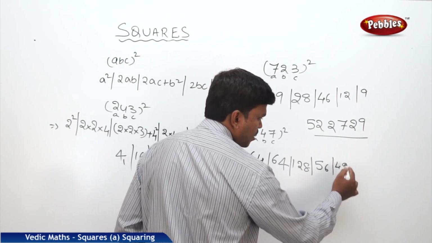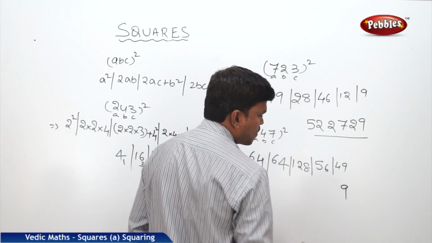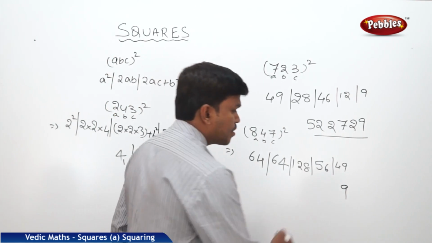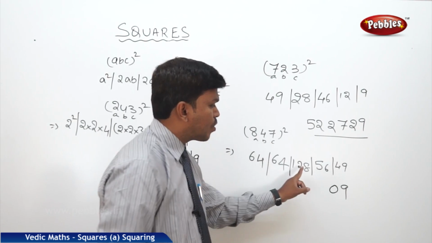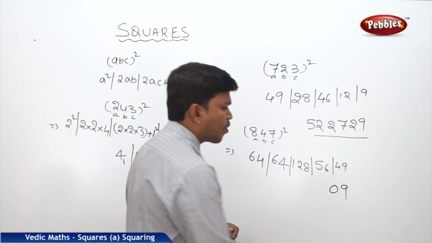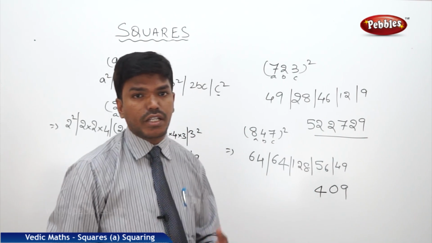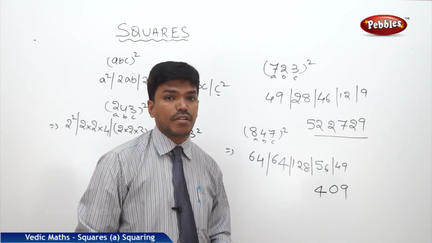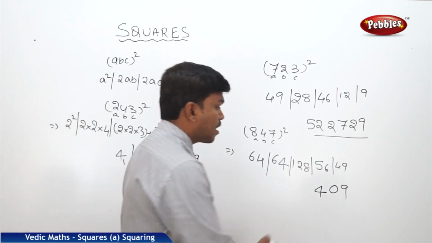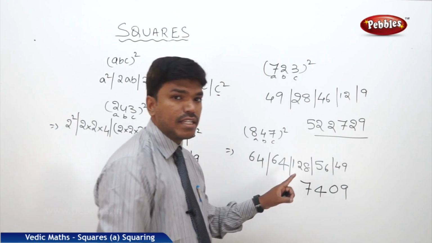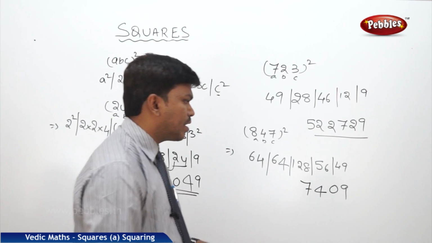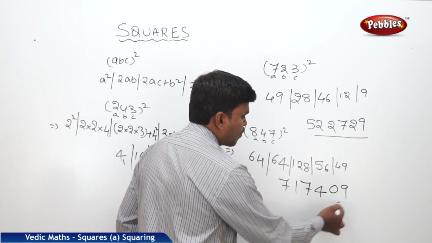Start from the right side balancing. Drop 9, carry to the 10's place. 56 plus 4 is how much? 60. In 60, what I need to drop? 0 and carry 6 to the next number. 128 plus 6, 134. In 134, what I need to drop? 4 and carry 13 to the next number. 64 plus 13 is how much? 77. In 77, I need to drop 7 and carry 7. 64 plus 7, what is 64 plus 7? 71. So finally, what is the answer?